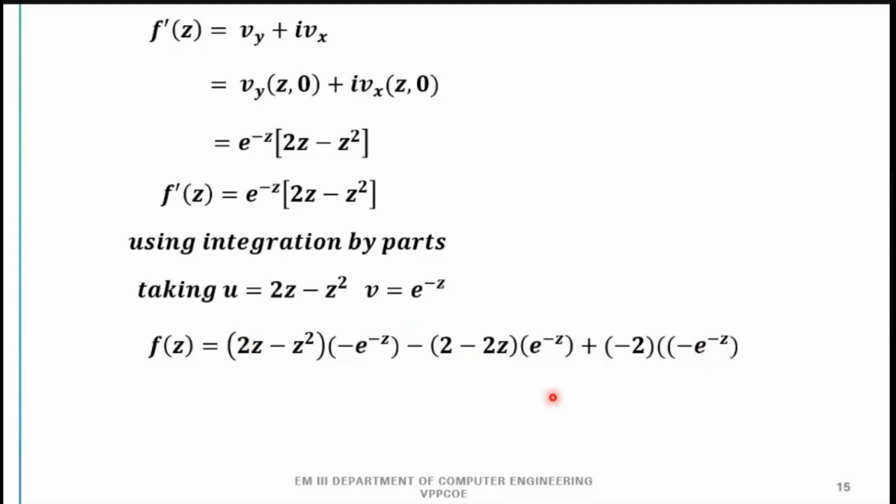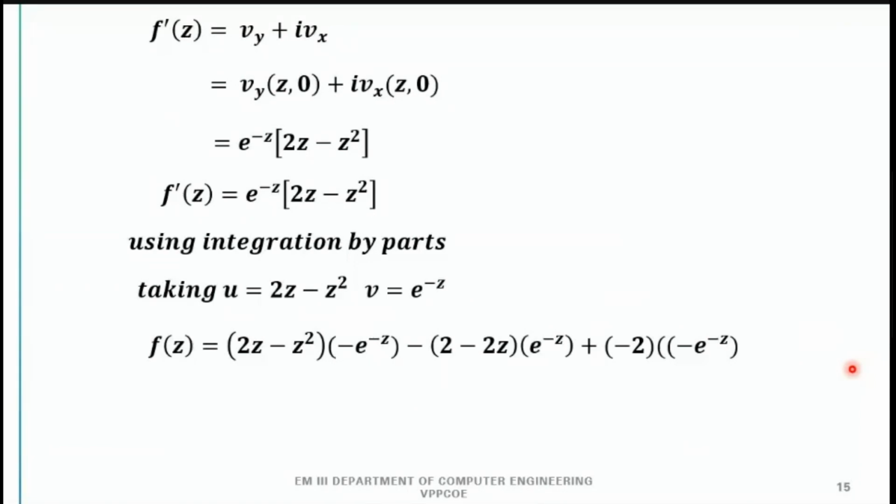Go on differentiating the u term and integrating the v term till the derivative of u becomes 0. The next step actually would have a minus here, but the derivative of 2 is 0, so we are not writing those steps. First term positive, second term negative, third term positive. It's alternate plus and minus. Starts with positive, negative, positive. Next term will be negative, then the derivative of minus 2 becomes 0, so we are not writing the next step. Till the derivative of u becomes 0, continue that process of integration by parts.